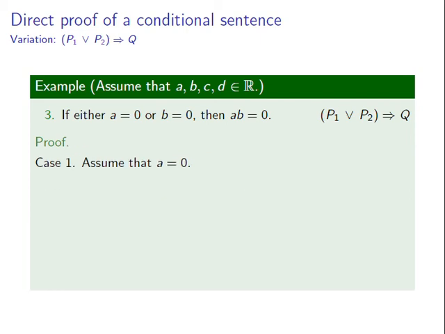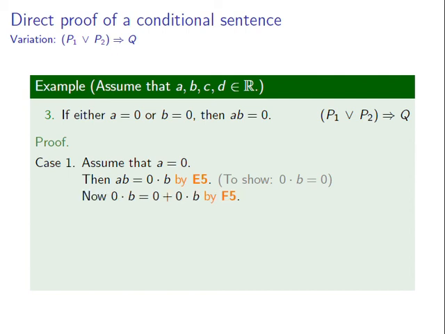Assume that A equals 0. Then AB equals 0 times B by the multiplication property of equality. We shall show that 0 times B is 0. By the existence of additive identity element, 0 times B is equal to 0 plus 0 times B. Also, 0 is equal to 0 plus 0, since 0 is the additive identity element. So by the multiplication property of equality, 0 times B is equal to the product of 0 plus 0 and B.